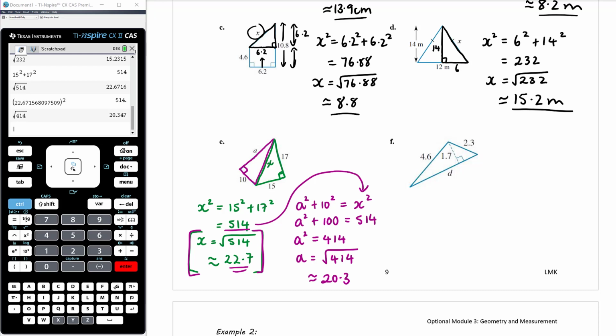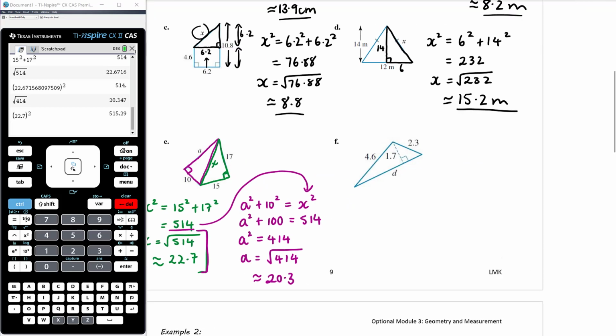Okay, you certainly don't want to use a rounded answer in subsequent calculations. So if you had taken this rounded off 22.7 and put that in here, if you'd just done 22.7 squared, you would have ended up with 515.29, when actually it should have been 514. So always use exact values, even if you did use that decimal value, scrolling back up and getting the exact value and using that within your calculations.